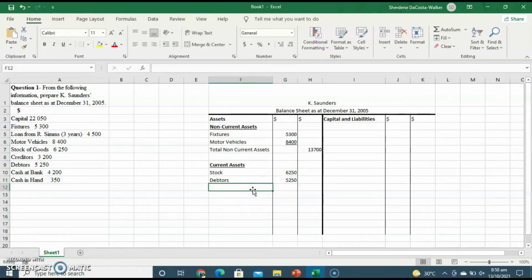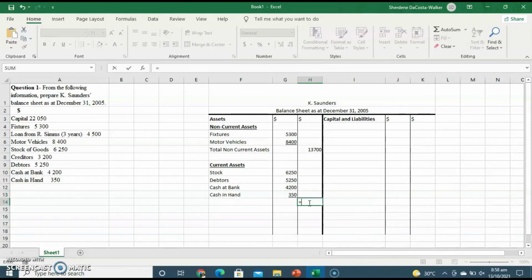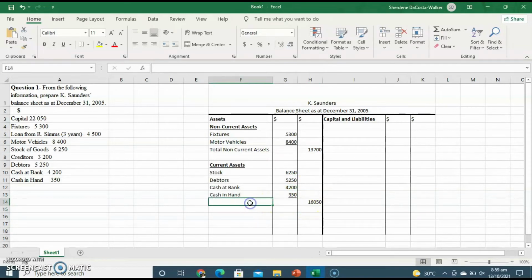So I'm going to put my debtors, cash at bank, or just bank, or cash in hand. So I'm going to put my cash at bank and my cash in hand. Underline, then I'm going to add. Because I'm about to use a function sum, but I refrain. Alright, so I have my total current asset.